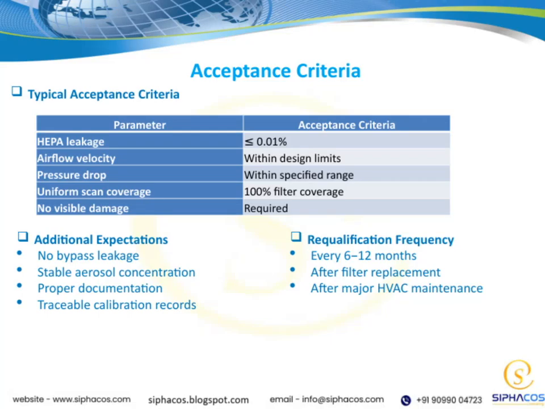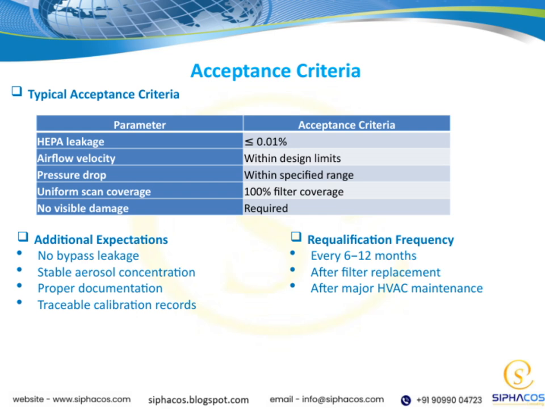Let's take a look at the requalification frequency. Typically, this should be done every 6 to 12 months to ensure ongoing performance. It's also important to perform requalification after replacing filters or following major HVAC maintenance activities. These steps help maintain system integrity and safety.